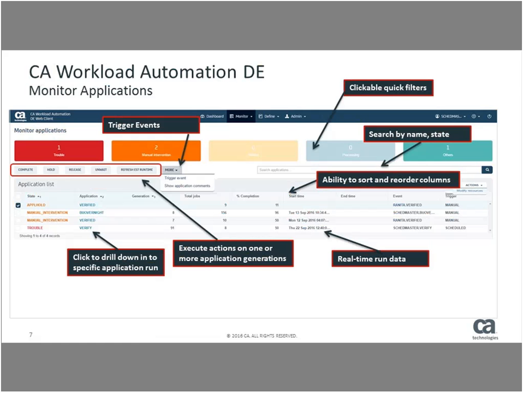Obviously, this is real-time data. This page is very customizable. You can search for applications. You can trigger events on applications. You can sort and reorder. You can also sort and reorder columns on this view as well. You can come into the monitor perspective directly by clicking on monitor as well.